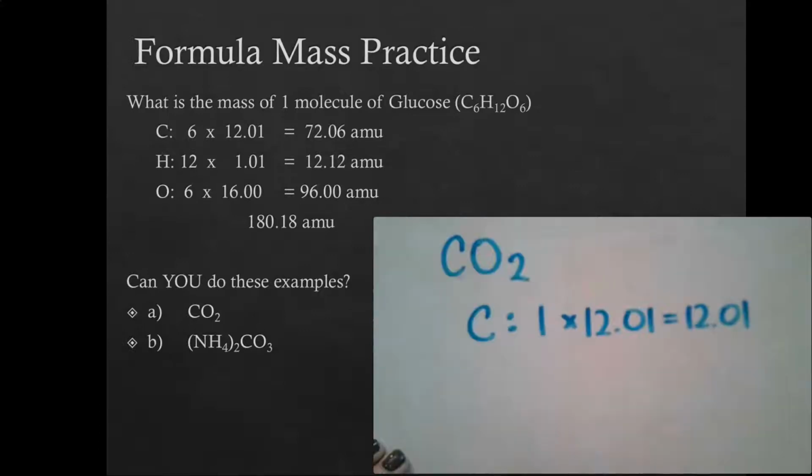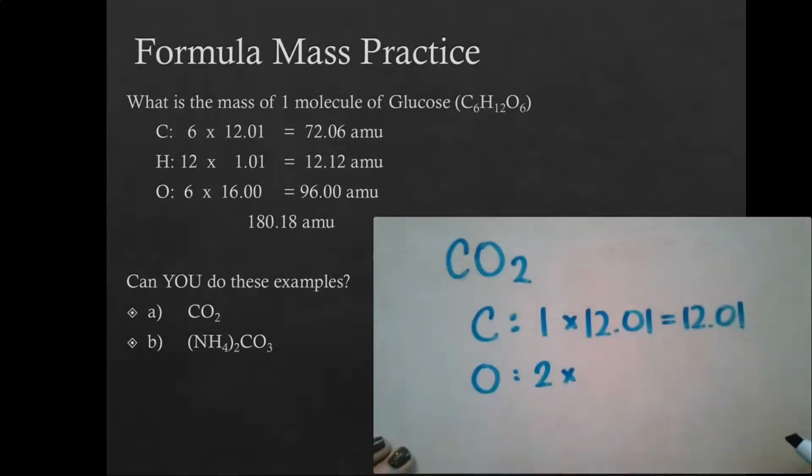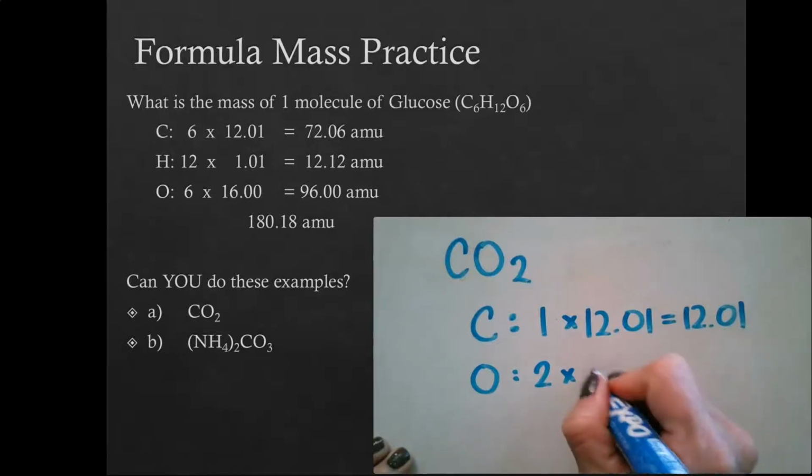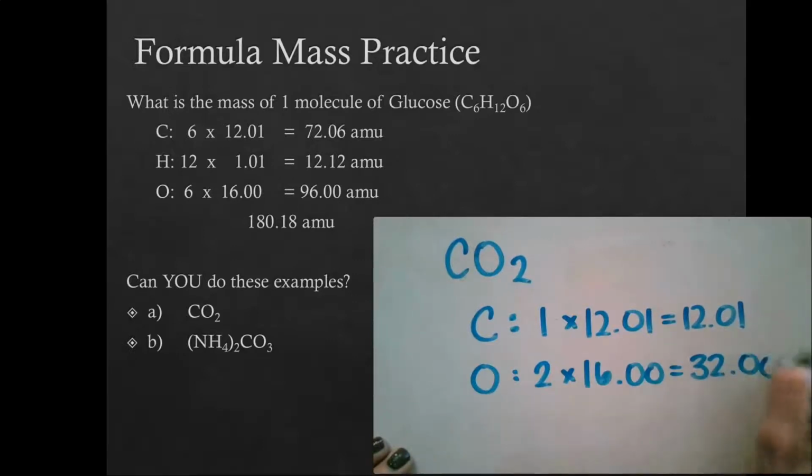Carbon dioxide has 2 oxygens. Each weighs 16.00 or 32.00. And we add those numbers together to get 44.01, and our units, of course, are AMU.